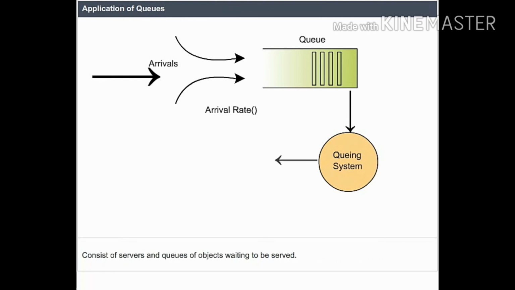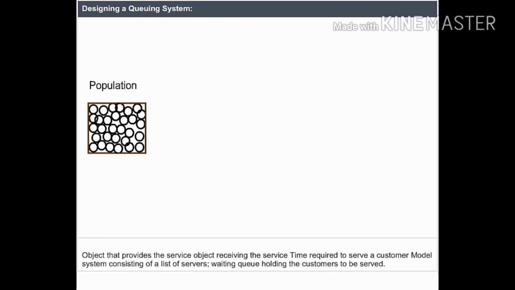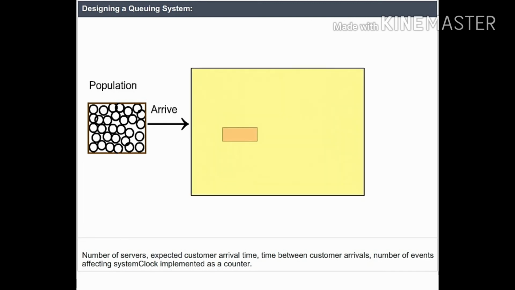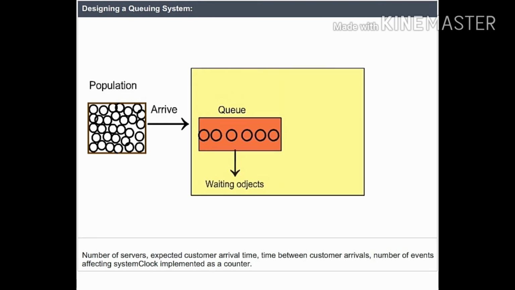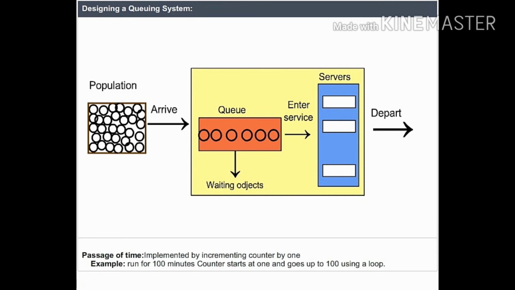Queues of objects are waiting to be served by various servers. The system consists of servers and queues of objects waiting to be served. The server is the object that provides the service. The customer is the object receiving the service. Transaction time is the time required to serve a customer. Model a system consisting of a list of servers and a waiting queue holding the customers to be served. Parameters include the number of servers, expected customer arrival time, time between customer arrivals, and number of events affecting the system. The clock is implemented as a counter. The passage of time is implemented by incrementing the counter by 1. Example, run for 100 minutes. The counter starts at 1 and goes up to 100 using a loop.